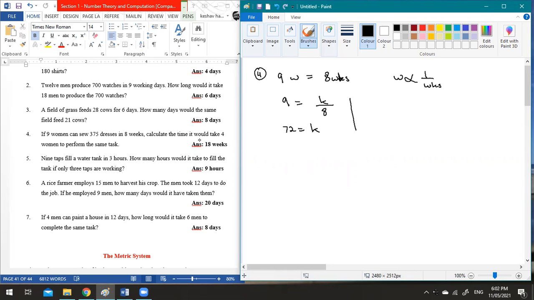So if we had 4 women only, the scale factor is 72, right? You want to know how many weeks it will take. So you cross multiply, so 72 divided by 4, right? And it will take 18 weeks to sew the same amount because there are fewer people, which makes sense, right?